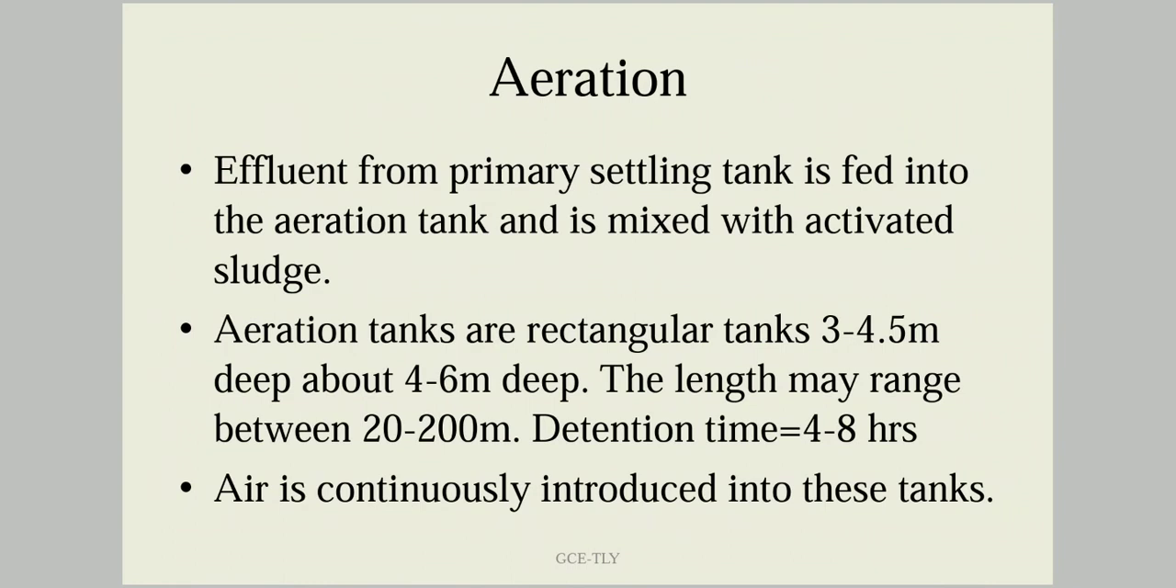So in the aeration process, the effluent from the primary treatment tank is fed into the aeration tank, and here we mix it with the previously activated sludge, that is, the return activated sludge is mixed with this fresh effluent. The aeration tanks are rectangular in shape, with a width of 3 to 4.5 meters, a depth of 4 to 6 meters, and a length ranging from 20 to 200 meters, and the detention time is mostly 4 to 8 hours.